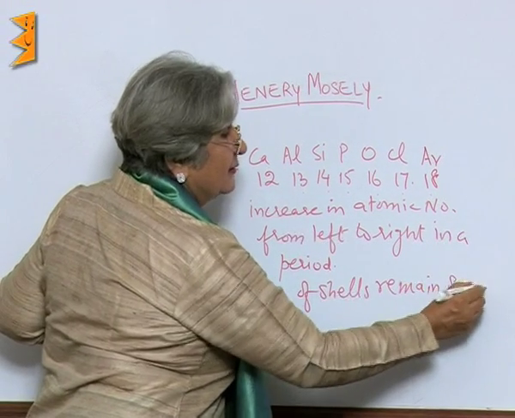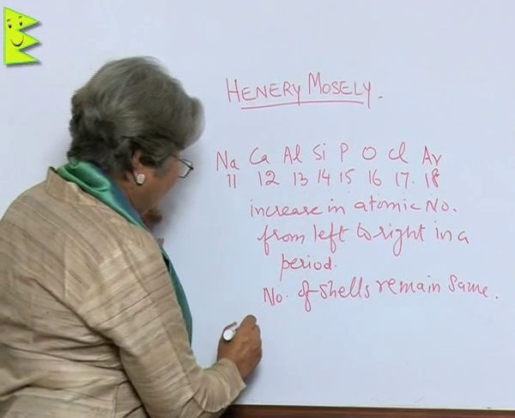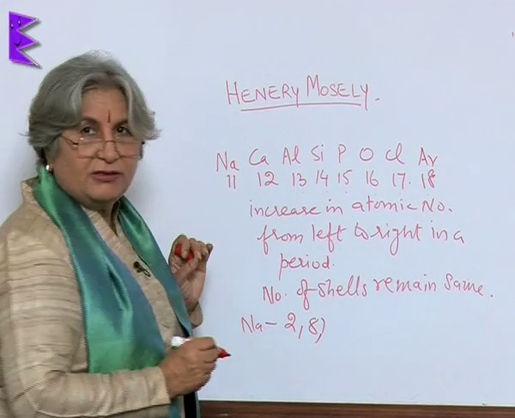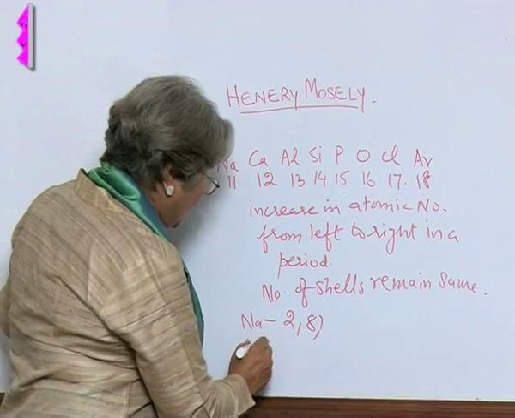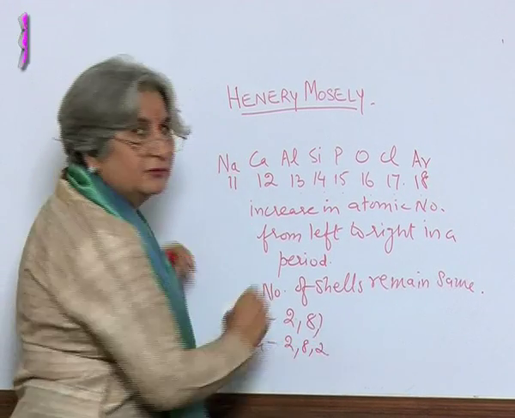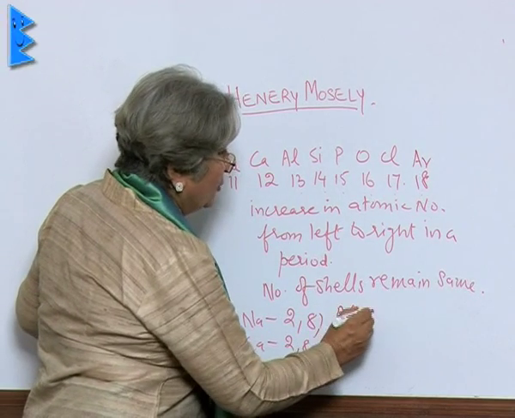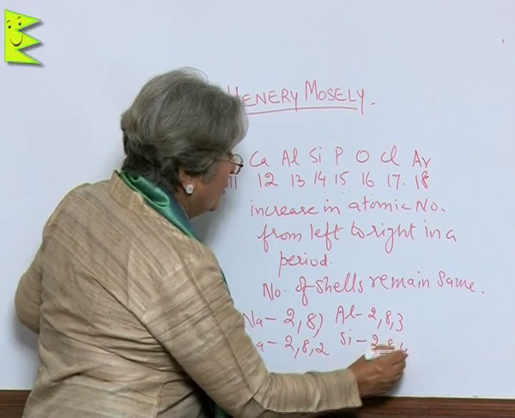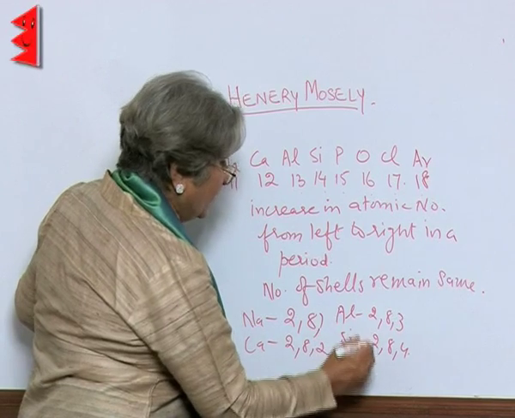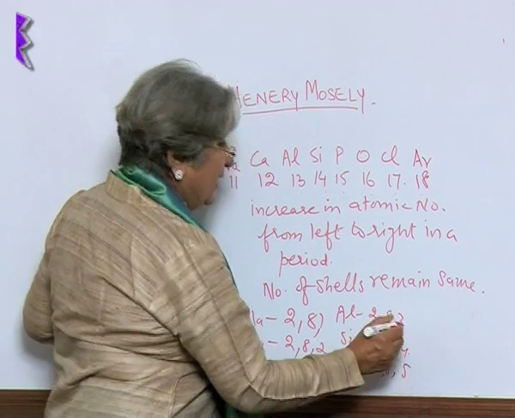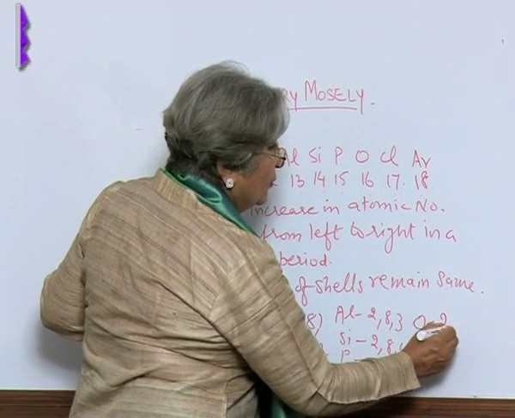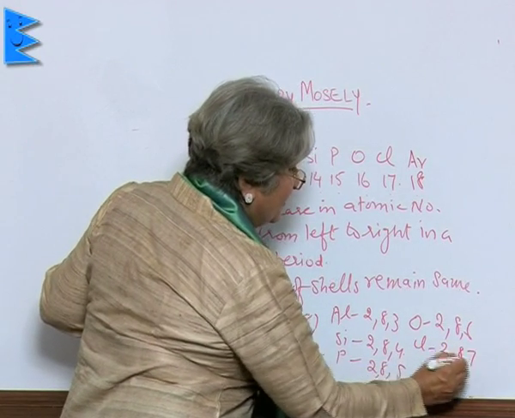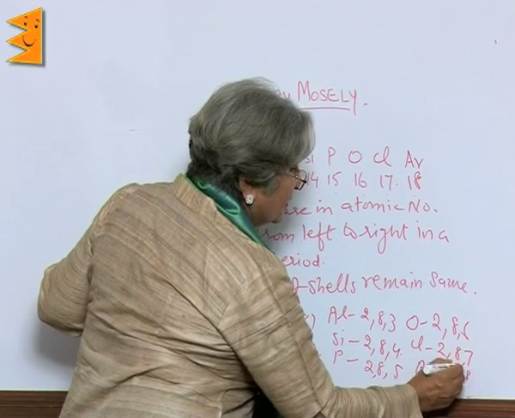Now, how is that possible? Let us take the case of sodium. In the case of sodium, it will be 2, 8, 1, 3 shells. Magnesium will be 2, 8, 2. Aluminum will be 2, 8, 3. Silicon 2, 8, 4. Phosphorus 2, 8, 5. Sulfur 2, 8, 6 and chlorine 2, 8, 7, argon 2, 8, 8.